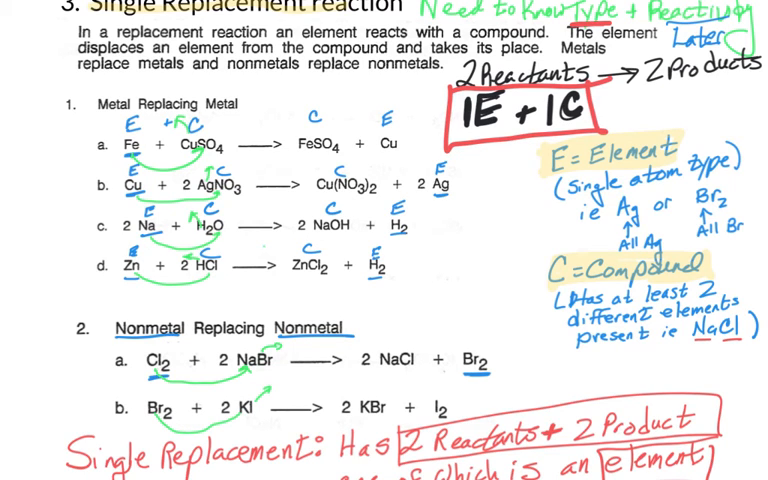So how do I identify that single replacement reaction? I'm going to have an element and a compound. It's going to make an element and a compound. You need to have two reactants, two products. One's an element, one's a compound. Then you know you have a single replacement reaction.